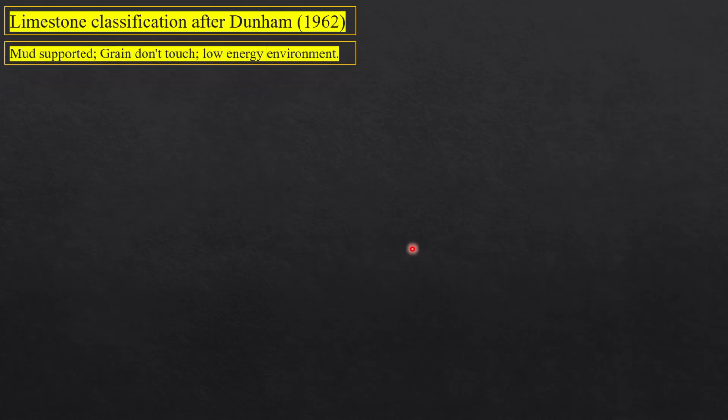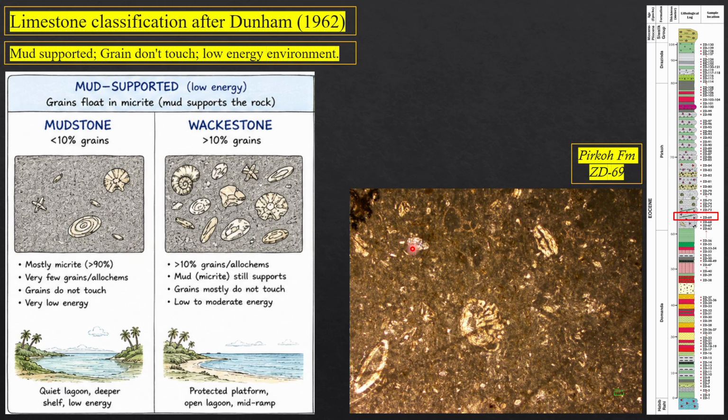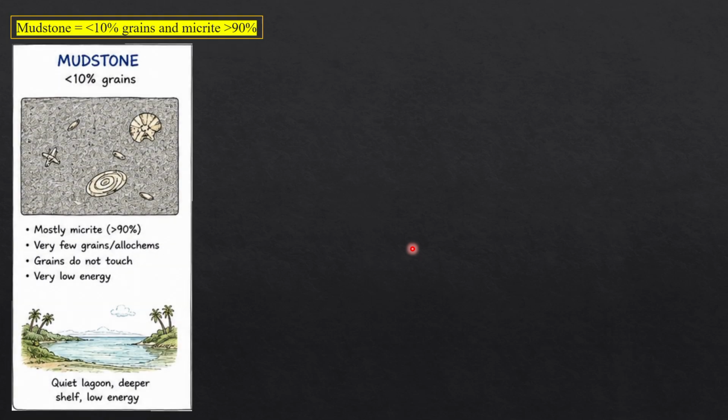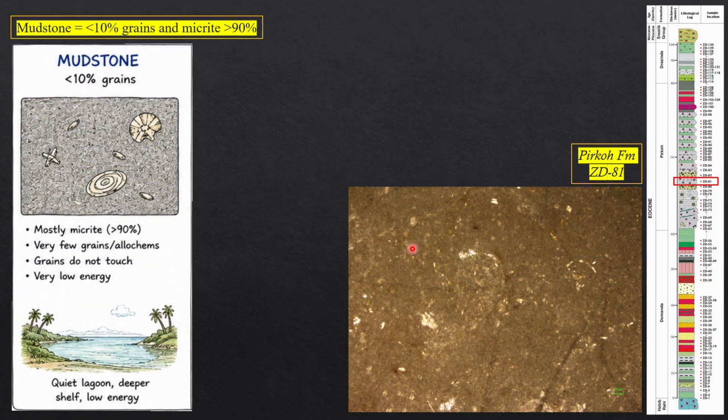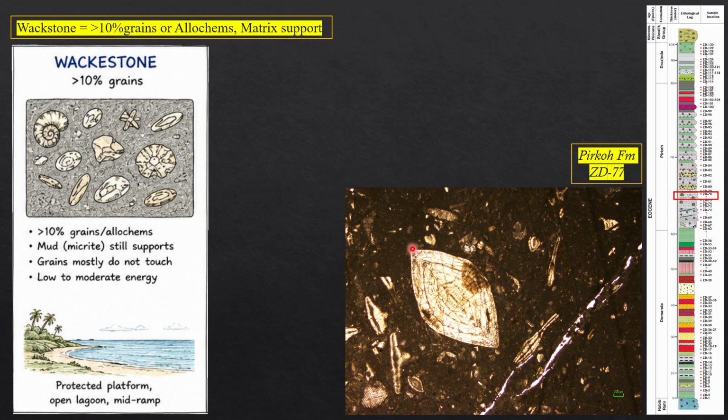Now I briefly explain the limestone classification. In mudstone the grains are not touching, so it shows a low energy environment. Mud supported rock divides into two, mudstone and wackestone. In mudstone, you can see 90% is micrite. This is my study area, thin section ZD81 from the Pirkoh Formation, Eocene rock. Then another is the wackestone, which has more than 10% grains, but it is still mud supported and the grains are not touching. So we call it wackestone.